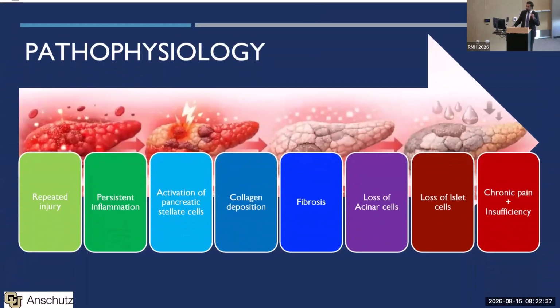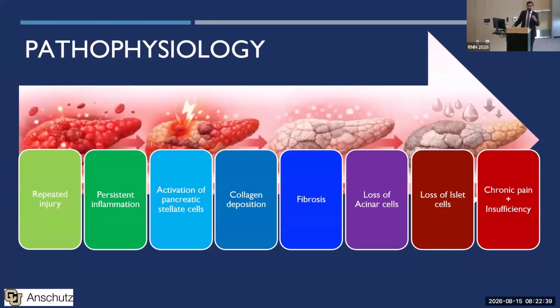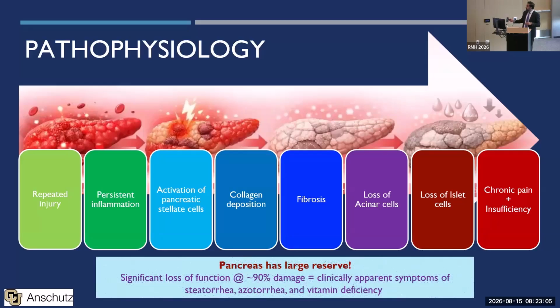And so what's the pathophysiology behind this? In these patients, there's repeated injury, and this leads to persistent inflammation. And over time, the pancreatic stellate cells get activated, continue to digest and break down the pancreas, leading to collagen deposition, fibrosis, and then basically loss of cells. So our acinar cells get destroyed, which leads to pancreatic insufficiency. And then you can also get loss of islet cells, which leads to endocrine disorders. And throughout this, patients are suffering from chronic pain and pancreatic insufficiency, which we'll discuss.